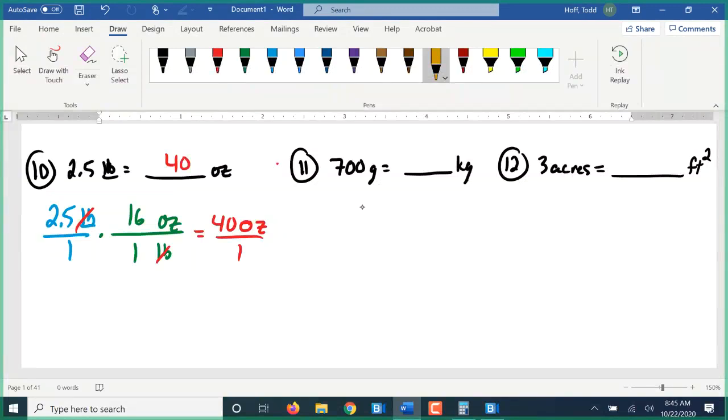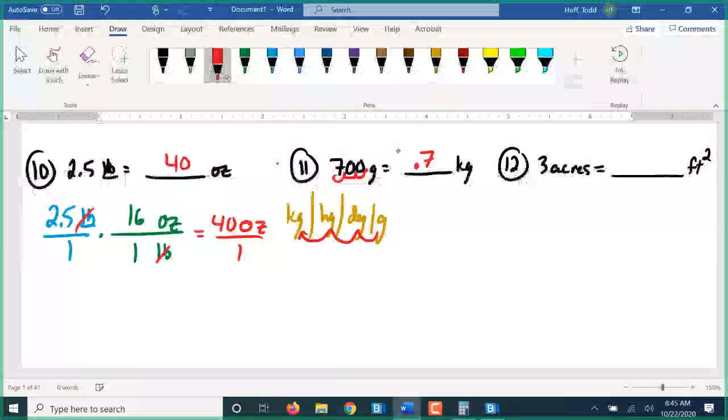700 grams into kilograms. Well, sketch out our chart here. From grams to kilograms is 3 spots to the left. Our decimal point, there isn't one there, so it's at the end of the number. It has to go 3 spots to the left. That is 0.7 kilograms.